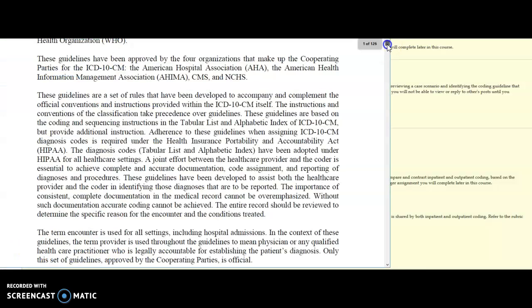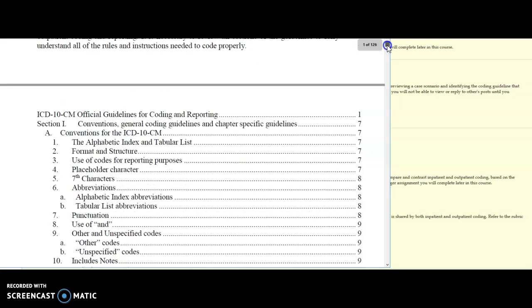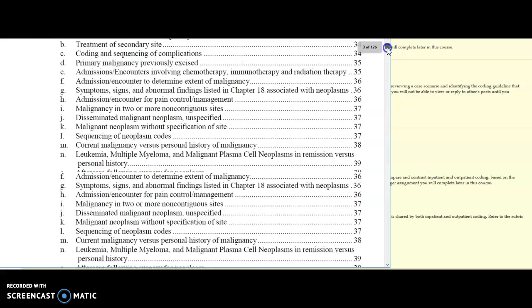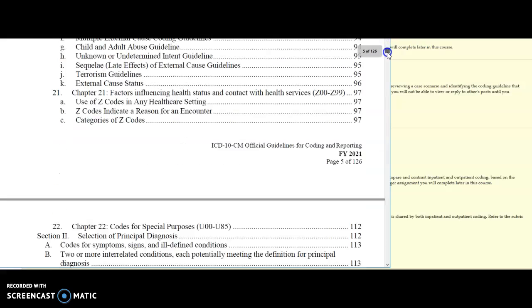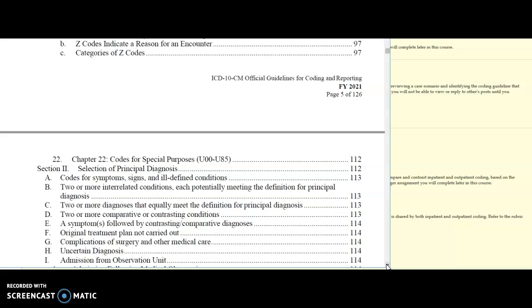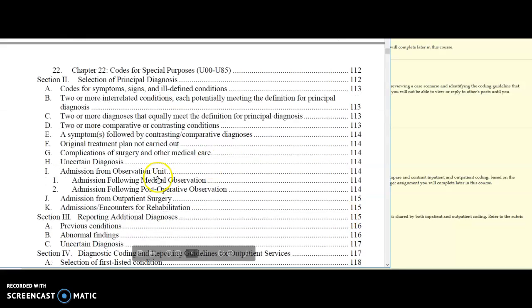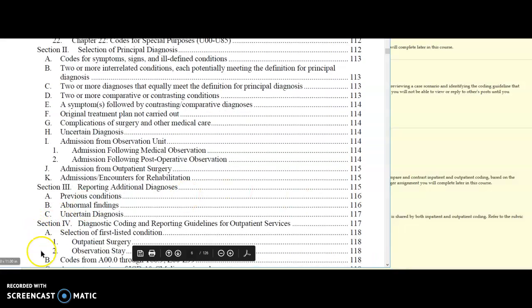So in the front of your book, you're actually going to see your coding guidelines. And what you're going to look for is scrolling down to after the chapter specific guidelines. Section 2 is where it's going to start talking about your inpatient coding and selection of principal diagnosis. That is very specific to inpatient. Section 3 is specific to inpatient with secondary conditions. And then section 4 is actually your outpatient coding guidelines.